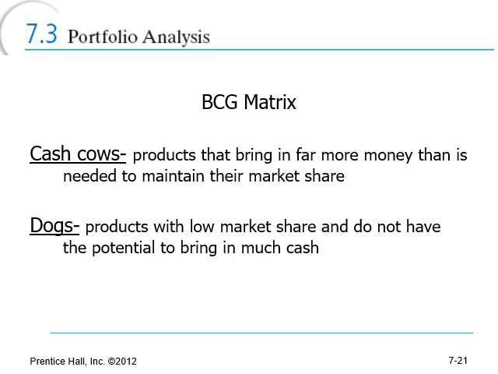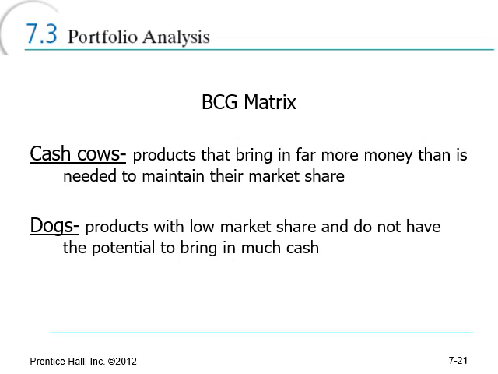In dogs, products with low market share do not have the potential to bring in much cash. Very bad. I mean, the management starts to decide to sell off. Okay? To sell off, maybe some product like when IBM sold PC to Lenovo. So, if they have enough time, enough money for the rest of the products.